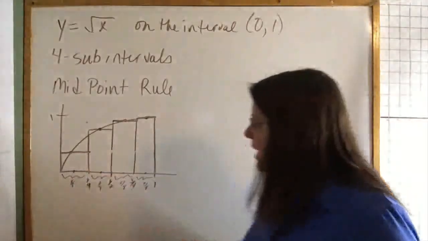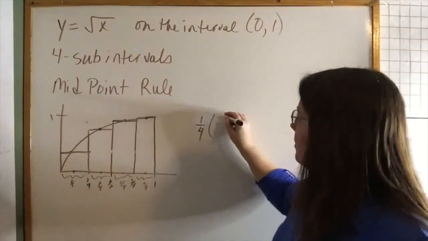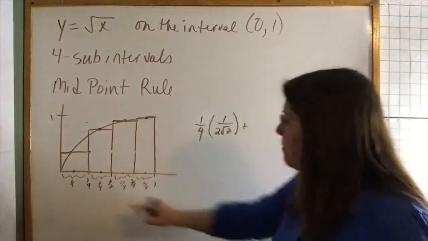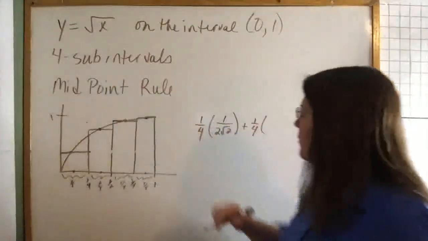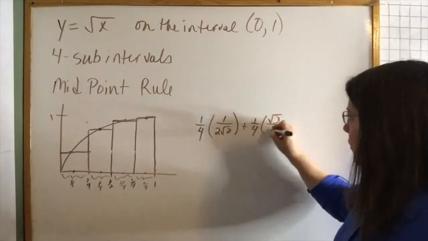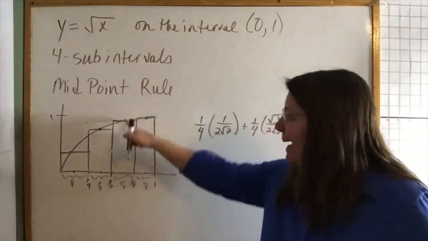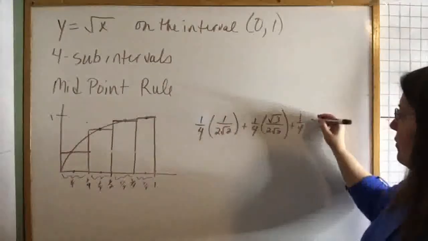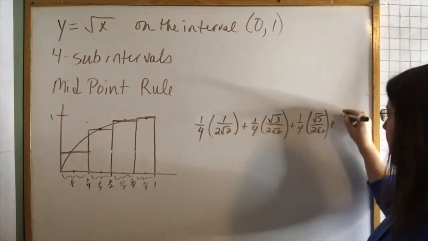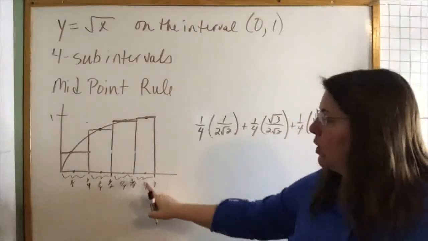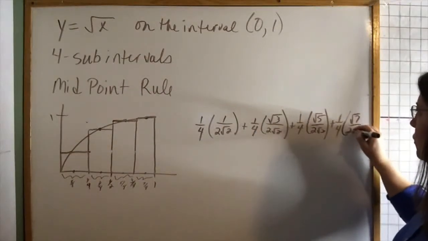So for the first rectangle, my width is 1/4, and my height when I plug in 1/8 is 1/2 square root of 2. My width for the second rectangle is 1/4. My height when I plug in 3/8 is the square root of 3/2 square root of 2. For the third one, my width again is 1/4. My height is what I get when I plug in 5/8, which would be the square root of 5/2 square root of 2. And for the last one, I would have 1/4. What do I get when I plug in 7/8? I have the square root of 7/2 square root of 2.